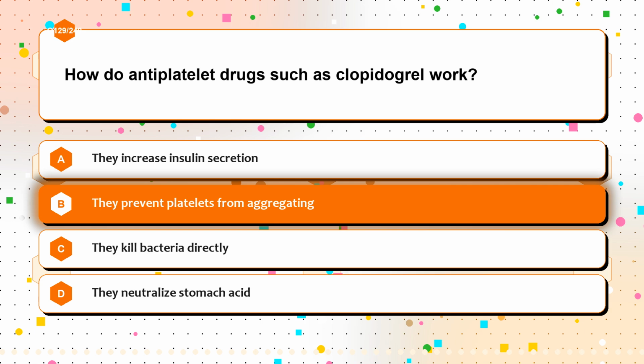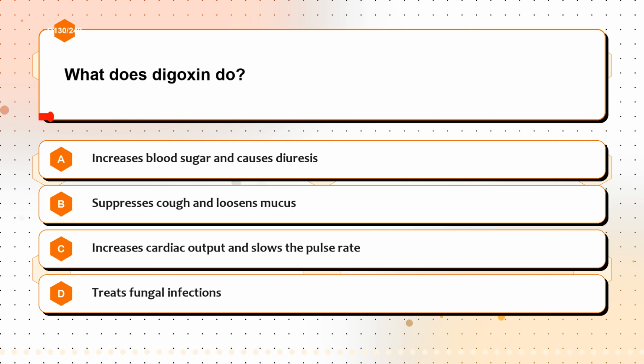The correct answer is option B, they prevent platelets from aggregating. Question 130. What does digoxin do? Here are the options. Option A, increases blood sugar and causes diuresis. Option B, suppresses cough and loosens mucus. Option C, increases cardiac output and slows the pulse rate. Option D, treats fungal infections.